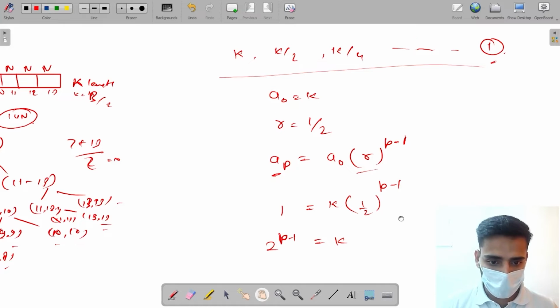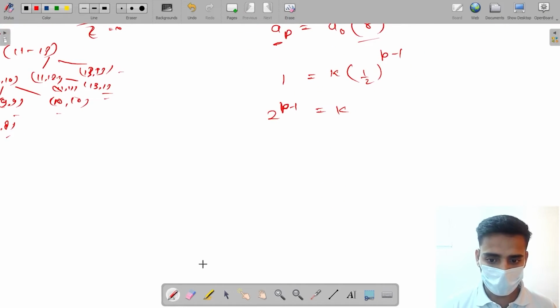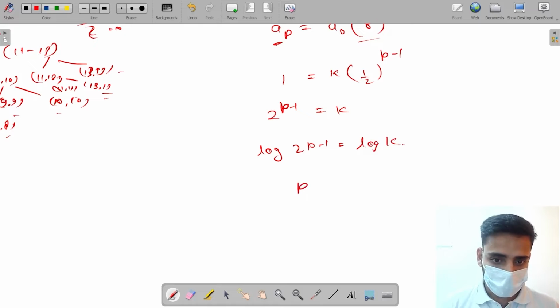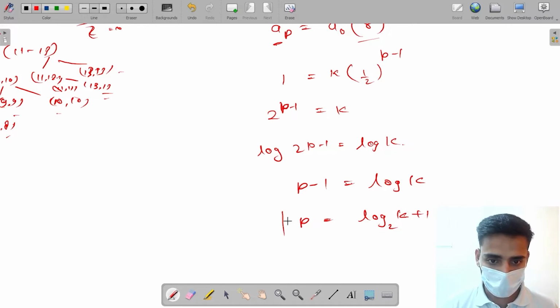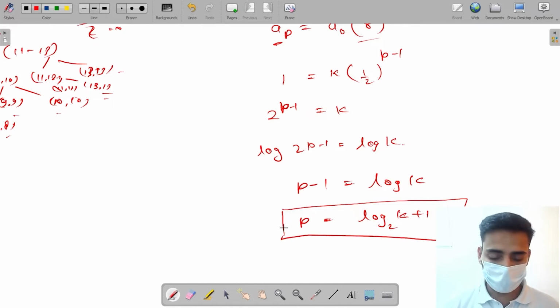We need some more space here. So we will take log on both sides. Log 2 to the power p minus 1 is equal to log k. After that, what will happen? This side, p minus 1 is equal to log k, and p is equal to log k plus 1, with base 2 here. This is the value of p.